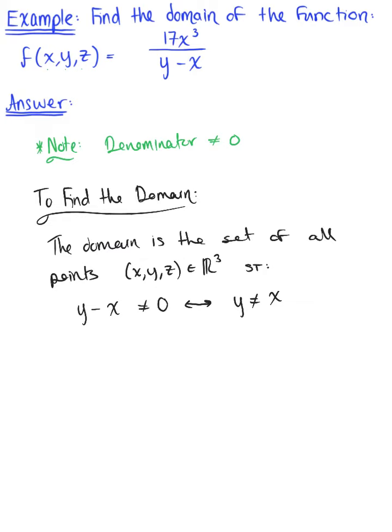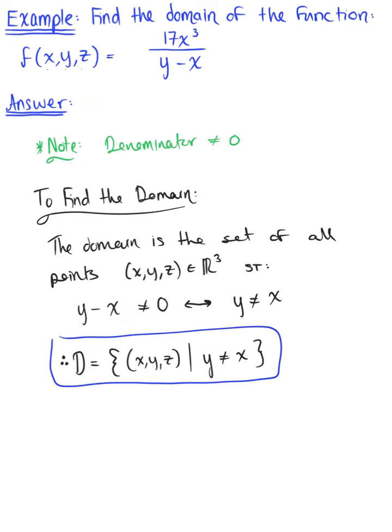y equals x. So if we wanted to write this final answer in our set notation, we can say that therefore the domain of this function is the set of all ordered triplets x, y, z, such that y cannot be equal to x. And so this is our final answer here for the domain in our set notation.